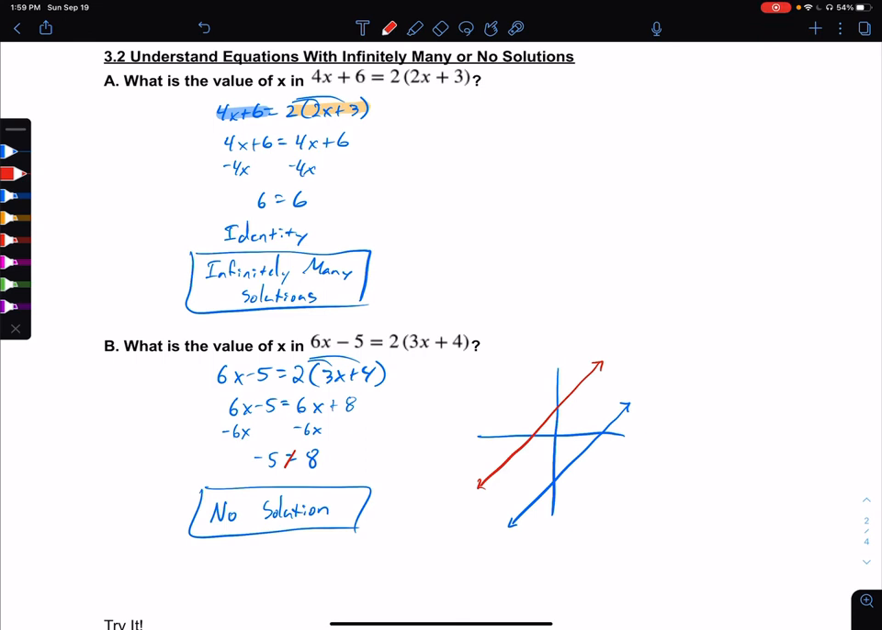So for part B, or any equation where the left and the right sides are not equal to one another, there's going to be no solution because those two parts, the left and the right sides, will never intersect. So keep that in mind. Part A, where you have the exact same line, is called an identity, and there would be infinitely many solutions. In part B, when they are not balanced, not equal to each other, there would be no solution.